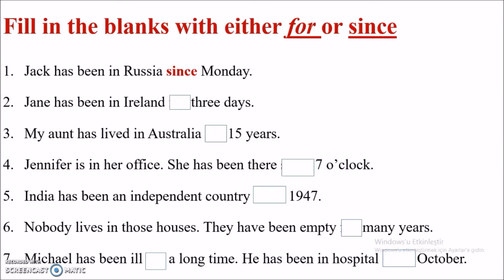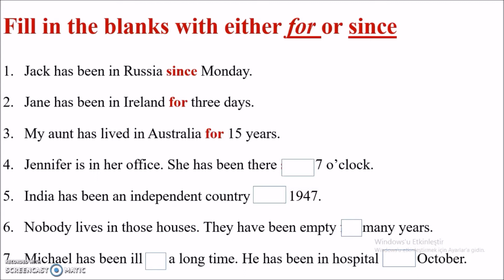We don't know the starting point, but we know the duration of this situation. So I would say for 3 days. Number 3, my aunt has lived in Australia since 15 years or for 15 years. I don't know when this action started, but I know how long my aunt has lived there. So I would say for 15 years.